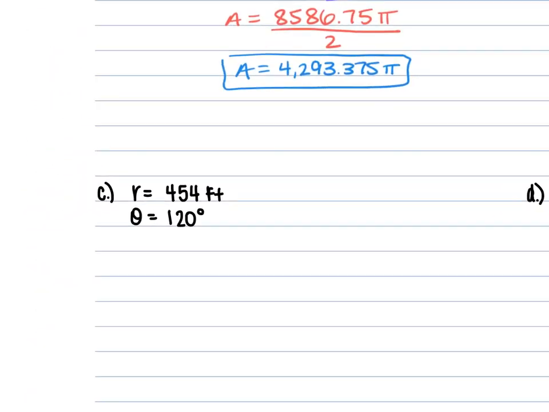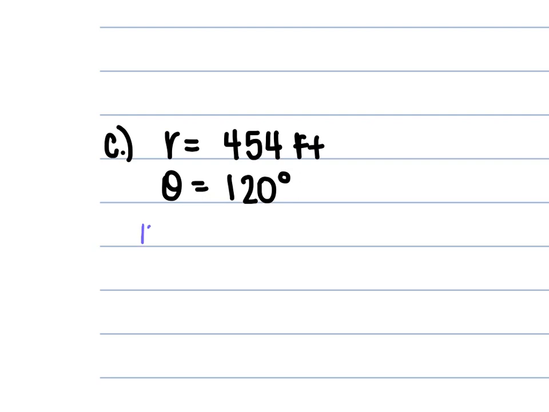For C, we have a radius of 454 feet and theta is 120 degrees. So we're going to turn the 120 into radians, multiply by pi over 180. And we're working with 12 and 18 if we get rid of those zeros. So we're going to have 2 and 3. So this is going to be 2 pi over 3.